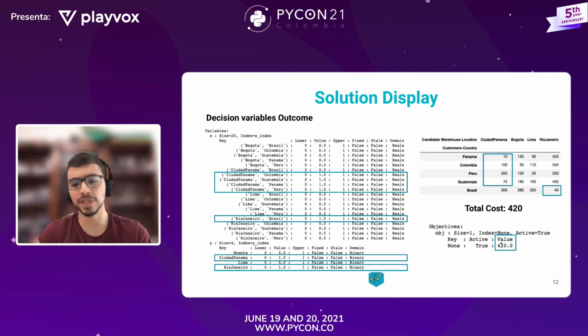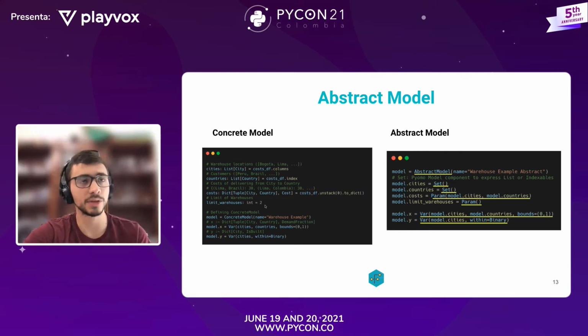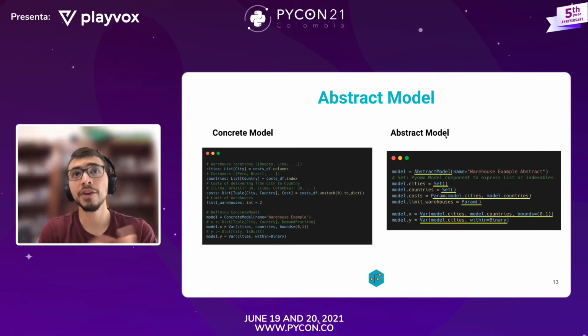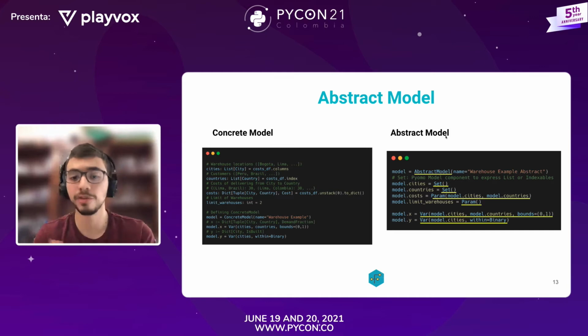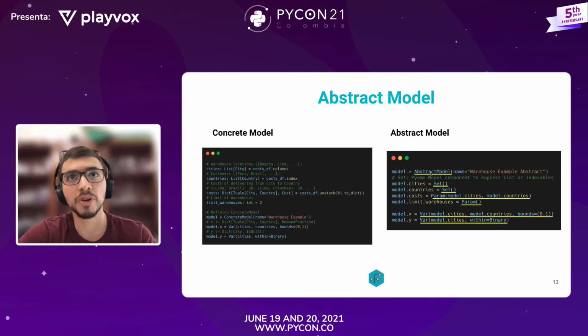So let's solve the same problem but using an abstract model. What would change? This is the same as before. We have our cities, a list, and so on. And here we're defining our abstract model. As I told you before, in the abstract model we have not defined any values or dimensions. We just define it in an abstract way. We do not know the shape. When we go up to it, we see that in the model we just change concrete for abstract, pretty simple.